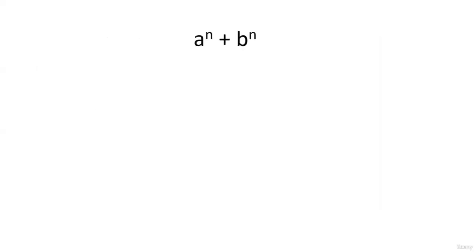Factorize the expression of the form a raised to n plus b raised to n first. Now we'll take a few cases, I mean two cases. The first case we will consider is when n is an even number. Let's say n becomes equal to 2. Okay, so the expression becomes a square plus b square.